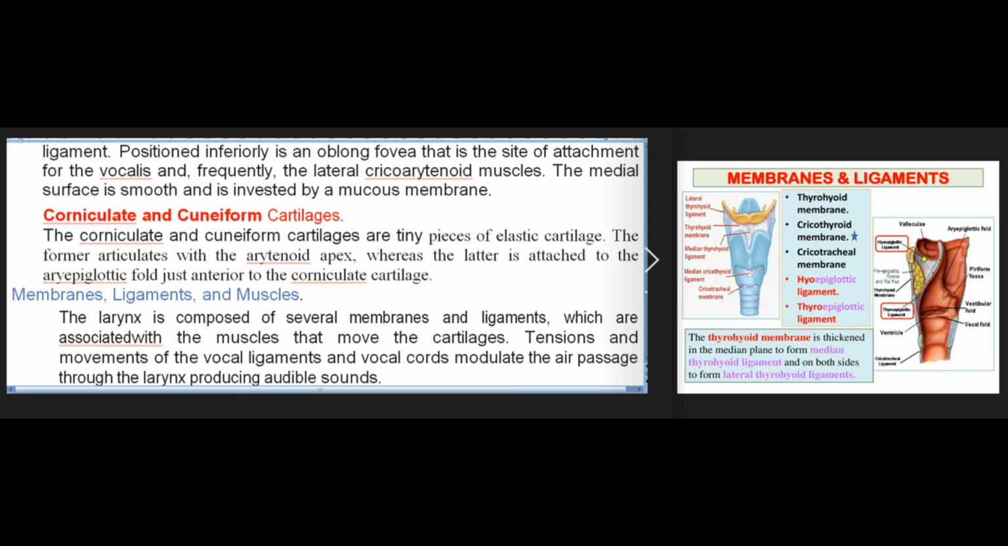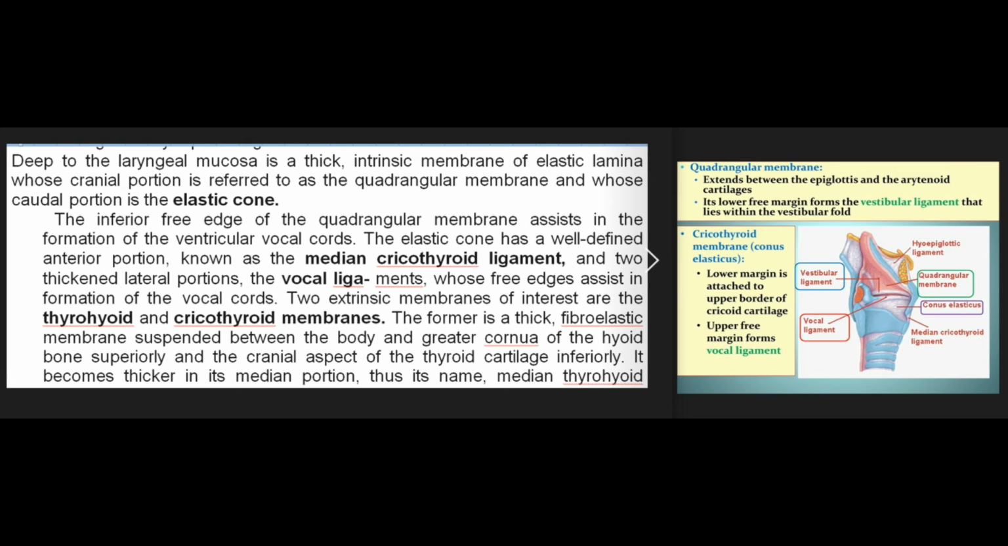The larynx is composed of several membranes and ligaments, which are associated with the muscles that move the cartilages. Tensions and movements of the vocal ligaments and vocal cords modulate the air passage through the larynx, producing audible sounds. Deep to the laryngeal mucosa is a thick, intrinsic membrane of elastic lamina whose cranial portion is referred to as the quadrangular membrane and whose caudal portion is the elastic cone.